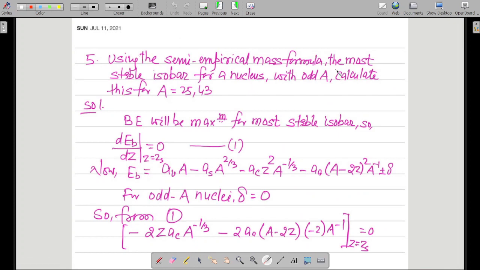So using the semi-empirical formula, we determined the most stable isobar for a nucleus with odd atomic mass number A, and over here 25 and 43 are also odd atomic mass numbers. We first of all determined the value of Zs, that is the value of Z in terms of A for the most stable isobar. Then we substituted the corresponding values of A which have been given to us in the question. And binding energy is a function of Z and A, so from that we got all this stuff.